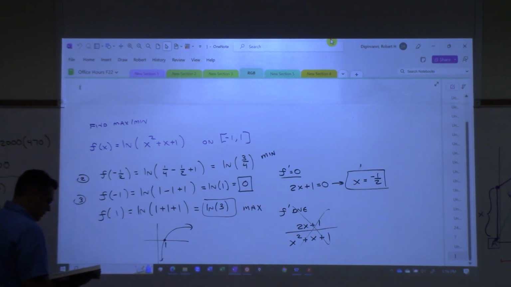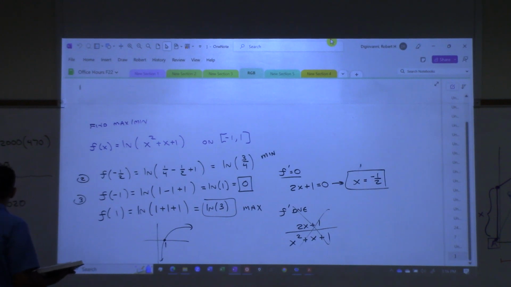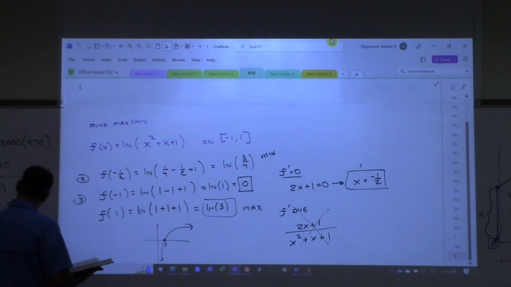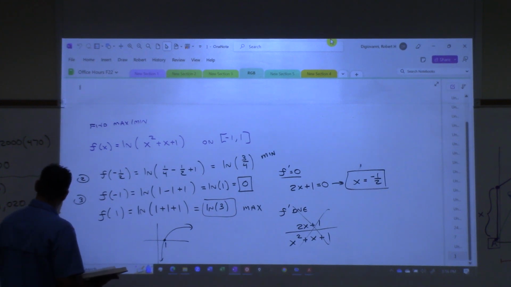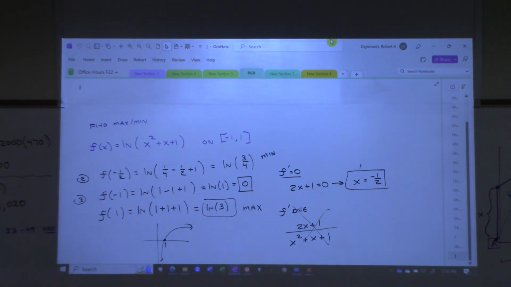So I would like for you to focus most of your attention for this section 4.1 on problems 23 through 49. Odd. I would start with odds. If you get through the odds, try the evens. You do that homework assignment as opposed to the one that's on the calendar. All right, just do that.